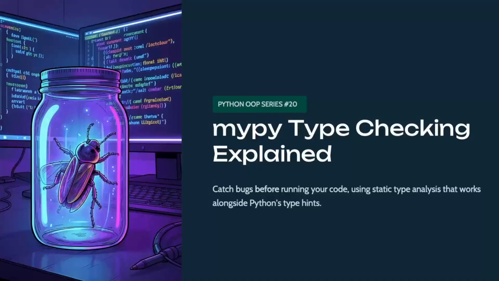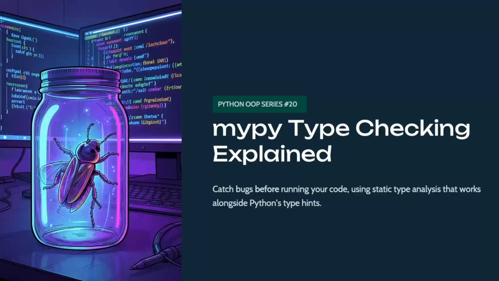Hello everyone, and welcome back to the Python OOP series. In the previous video, we learned about type hints and how they make Python code easier to read, understand, and maintain. We also learned something important. Python does not enforce type hints. You can annotate a function with int, str, or any other type, and Python will happily run your code regardless. So that raises an obvious question.